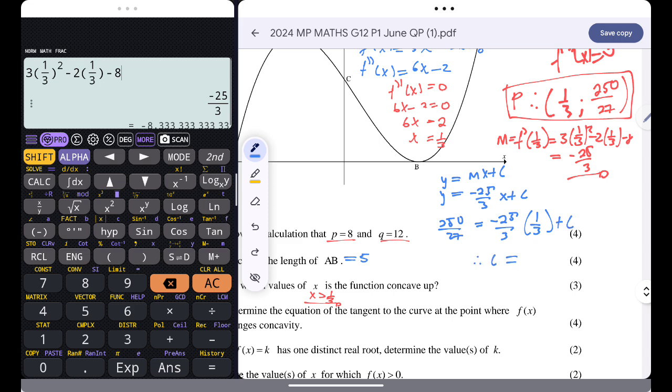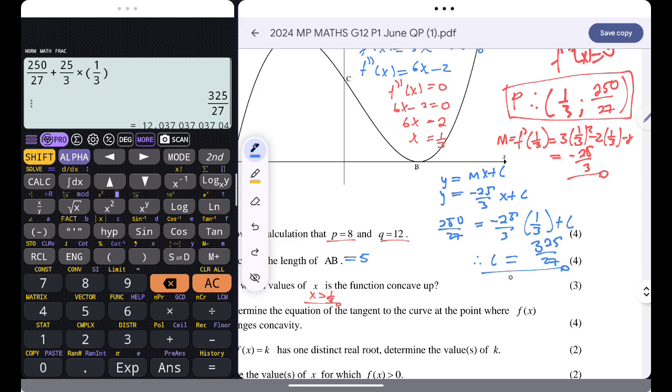Therefore, c is equal to 250 over 27 plus 25 over 3 multiplied by 1 over 3. This will just give me 325 over 27.